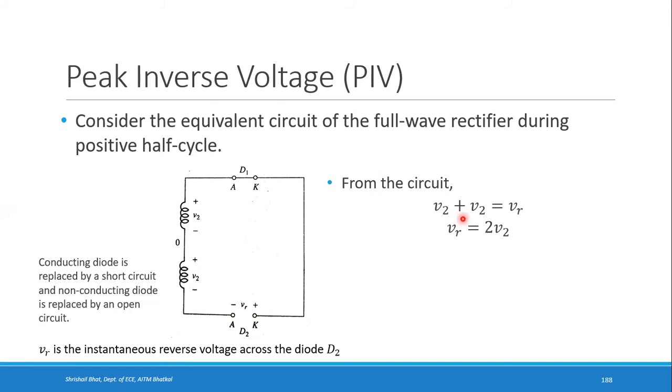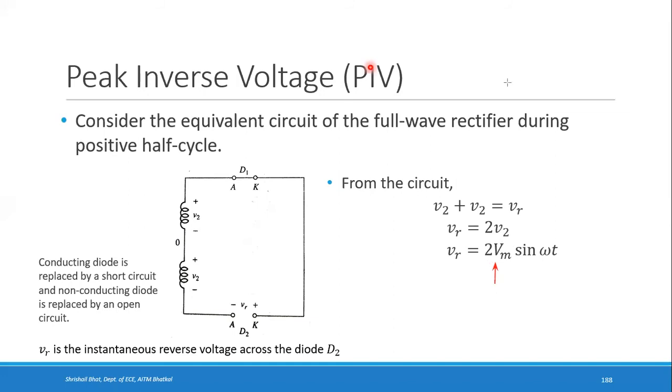And what is my V2? It is Vm sine omega t. So VR is now 2 Vm sine omega t. Now what is peak inverse voltage? It is the peak value of this inverse voltage or the reverse voltage, right? So what is the peak value now? So this is the peak value, that is 2 Vm.